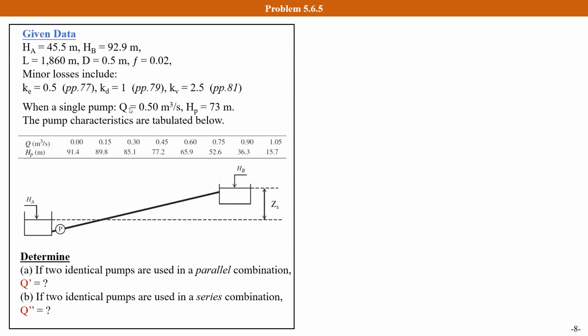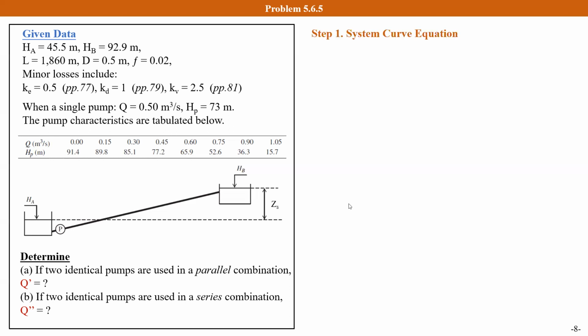We know the flow rate and the pump head when there is a single pump, and also know the pump characteristics. We want to know the flow rate if two identical pumps are used in a parallel combination, and the flow rate in a series combination.